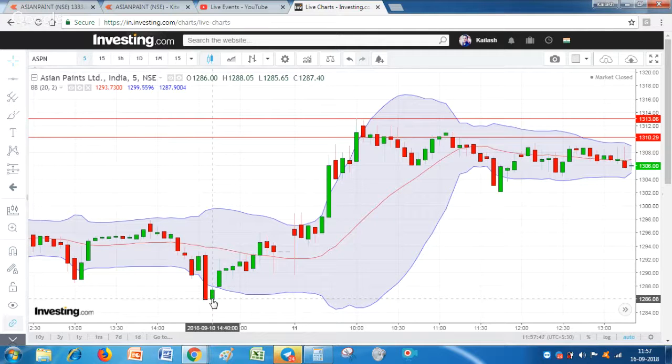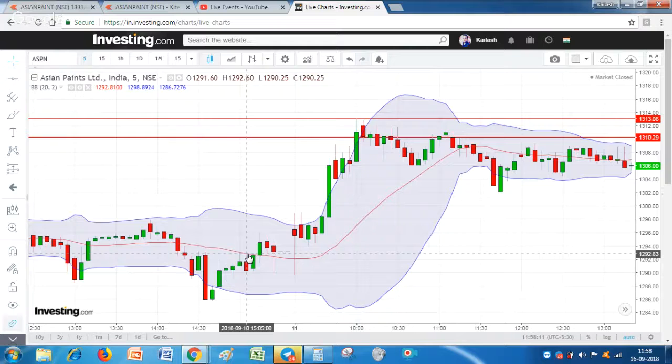So friends, there is a risk of maximum 4 to 5 rupees in this situation. So we can take a buy entry even up to 1290, expecting a target near the median line of the Bollinger Band, that is the 20 period moving average. Sorry, this range is actually small. 1 minute.